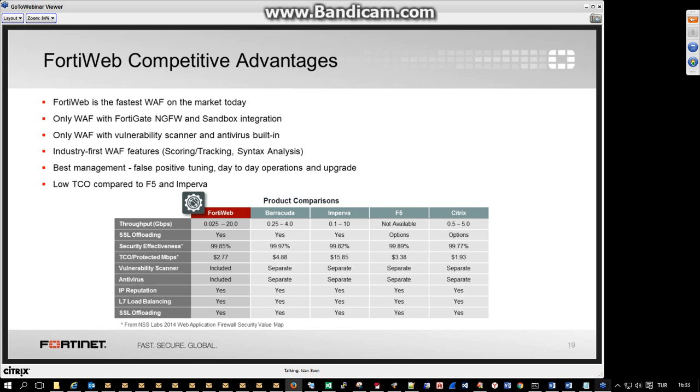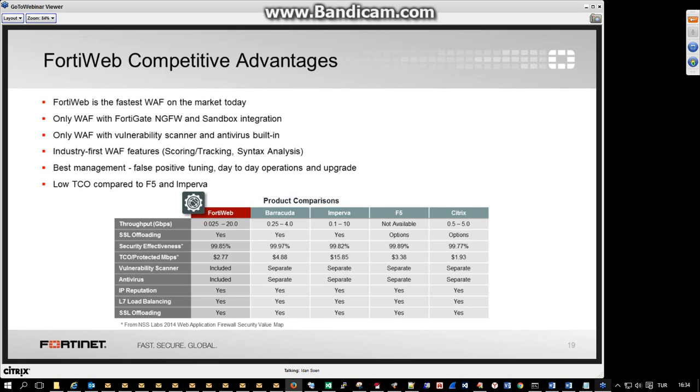This is part of the strategy that Fortinet has put together for all its products to be the fastest solution out there. We're the only WAF that can integrate with FortiGate, Next Generation Firewall, and Sandbox. We're the only WAF with an integrated vulnerability scanner and an integrated antivirus. Industry-first WAF features such as scoring, tracking, syntax analysis for SQL injections that I mentioned before. And we've got the best product management out there.